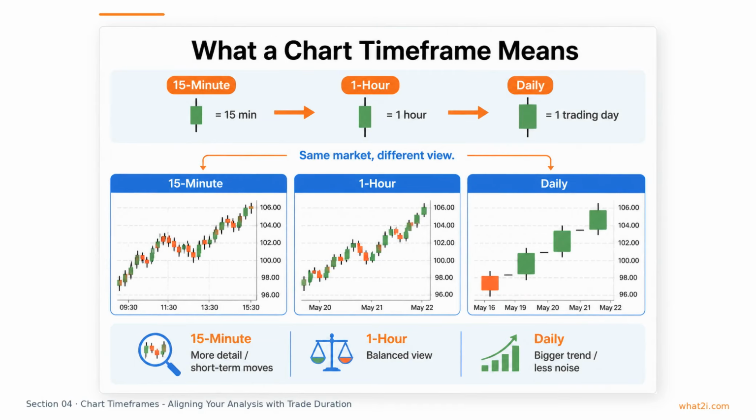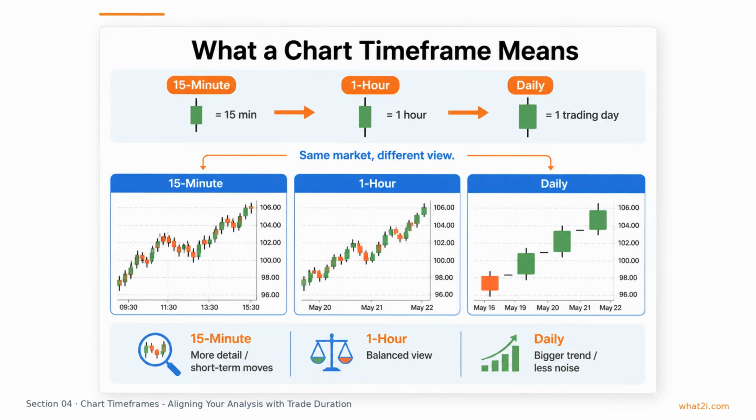A chart time frame tells you how much time each candle represents. On a 15-minute chart, each candle captures 15 minutes of trading activity. On a 1-hour chart, each candle represents 1 hour. And on a daily chart, each candle represents 1 full trading day.